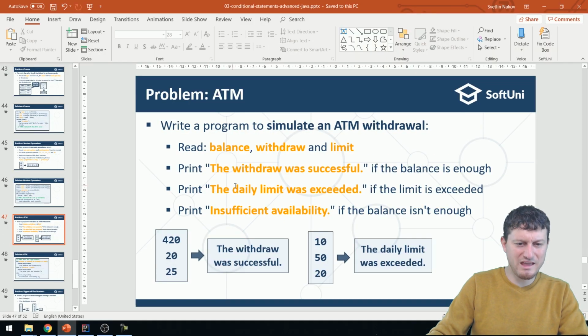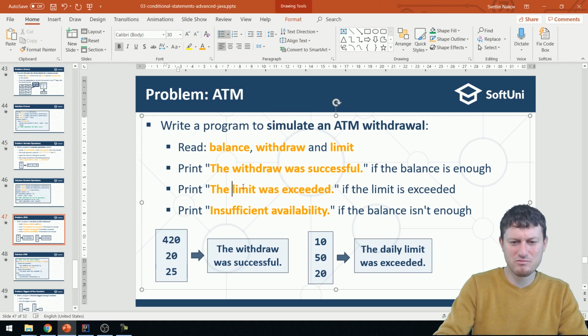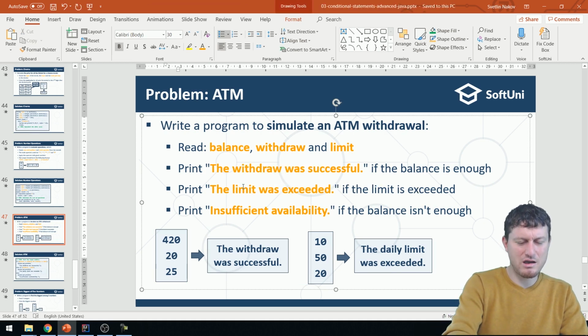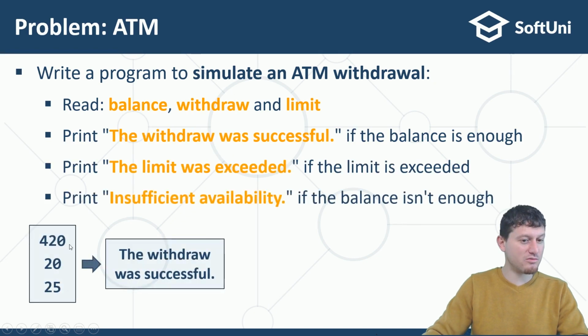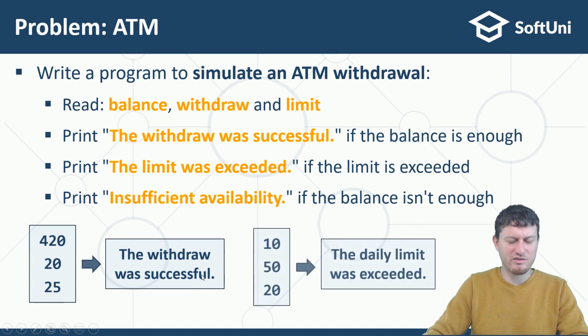This should not be daily limit, it should be just limit. But this is an example. We have 420 balance, we withdraw $20, we have limit 25. The withdrawal is less than the limit, everything is successful.